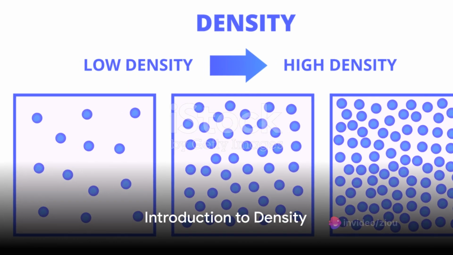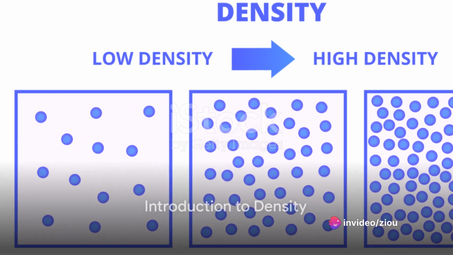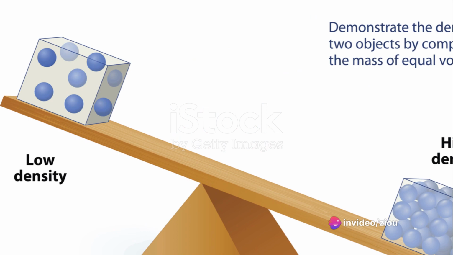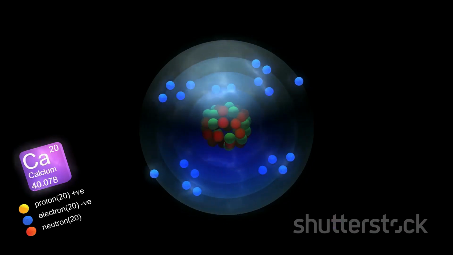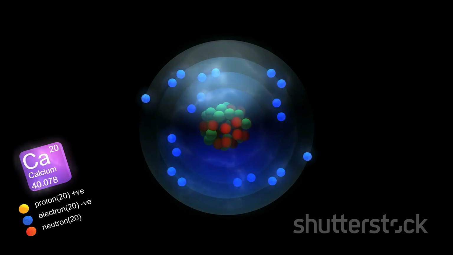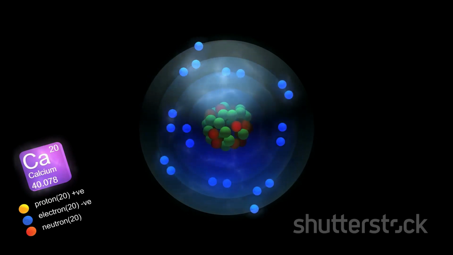Have you ever wondered why some objects float while others sink? Or why a ship made of steel, a material much denser than water, doesn't sink to the bottom of the ocean? The answer to these questions lies in a fundamental property of matter known as density.